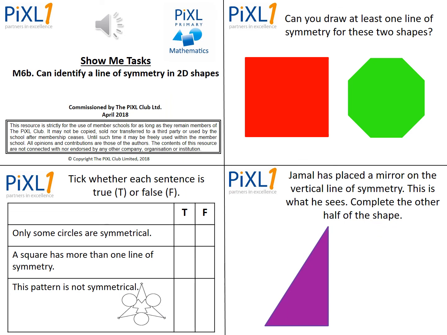Now we're going to do our Show Me task. We have 3 questions. The first question is, can you draw at least one line of symmetry for these 2 shapes? The second question is, tick whether each statement is true or false. Only some circles are symmetrical. A square has more than one line of symmetry. This pattern is not symmetrical. And the last question is, Jamal has placed a mirror on the vertical line of symmetry. This is what he sees. Complete the other half of the shape. So you need to pretend that there's a mirror there. What would the other half of the shape look like?